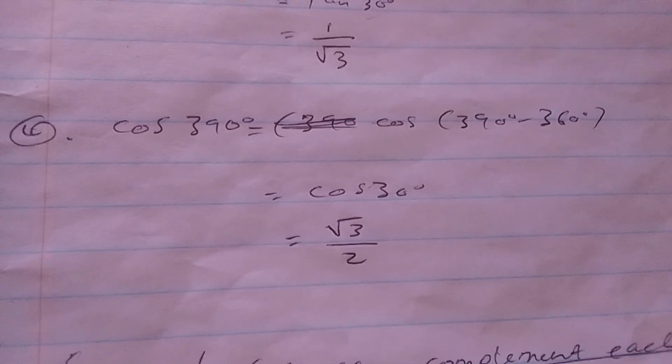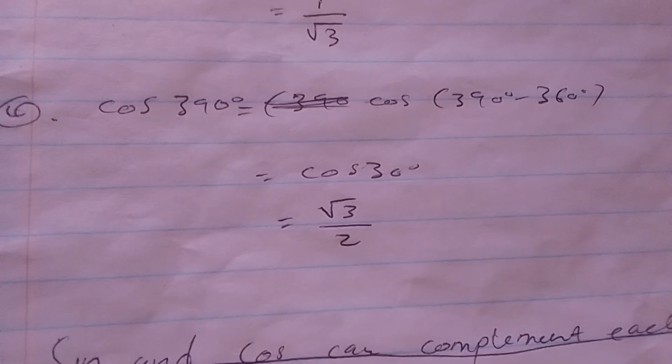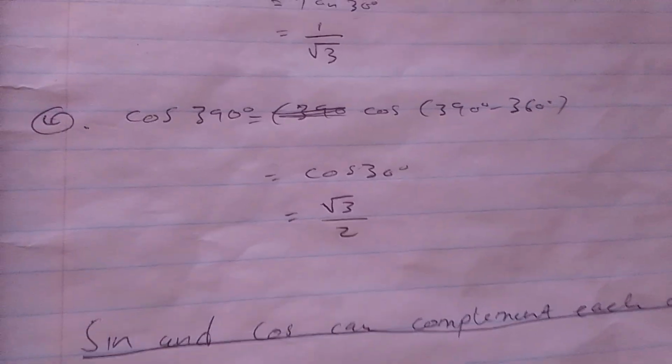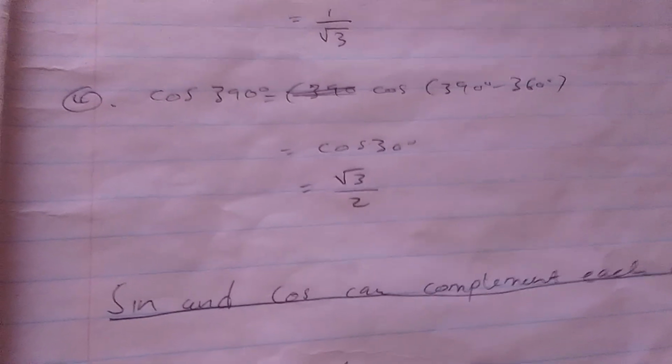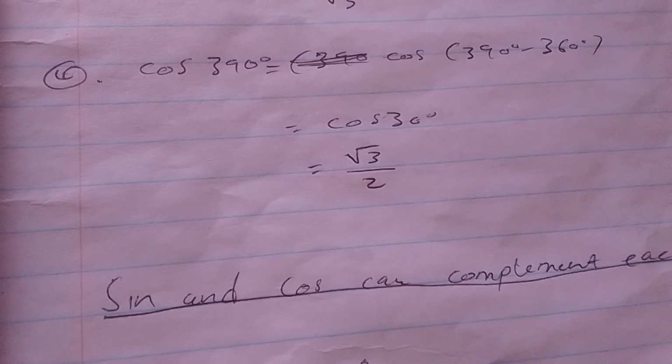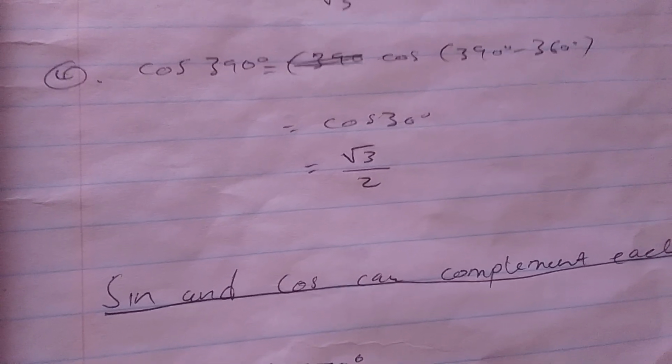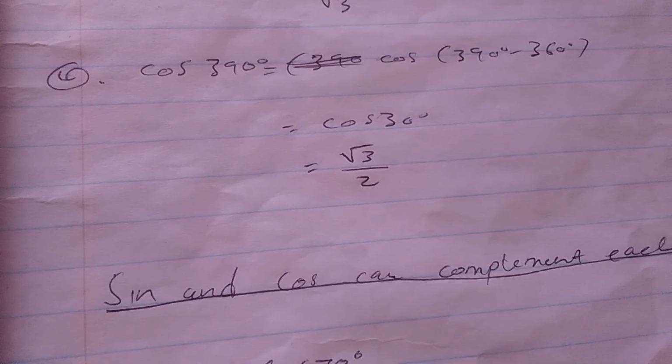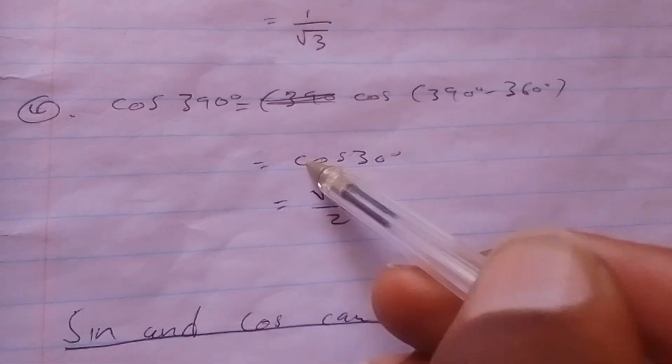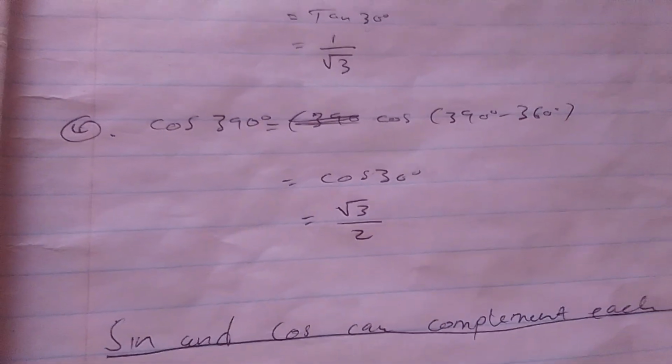So then let's come to this one. You have cos 390 degrees. So you know 390 is greater than 360, so it means here you'll have to subtract: 390 minus 360. You don't add 360 here. So then you are left with cos 30. It's a special angle, cos 30.